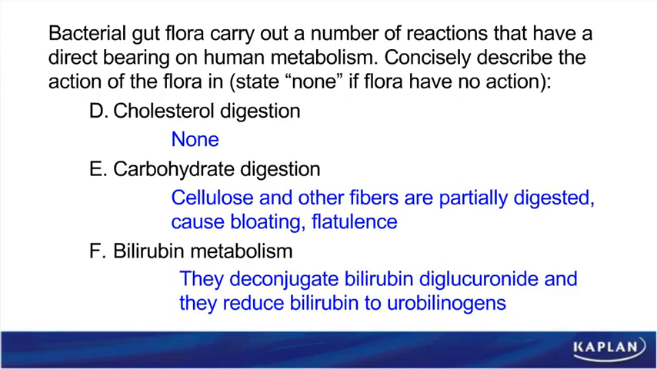E. Carbohydrate digestion. Cellulose and other fibers are partially digested. The bacteria undergo anaerobic fermentation and by doing so result in bloating and flatulence. F. Bilirubin metabolism. The bacterial flora can deconjugate bilirubin diglucuronide and by doing so they reduce bilirubin to the urobilinogens.